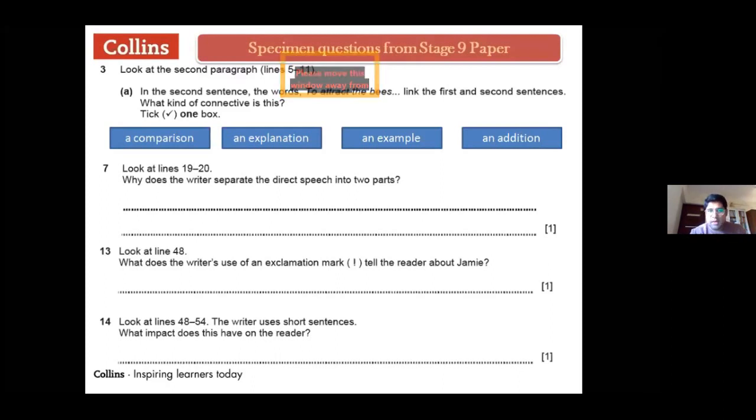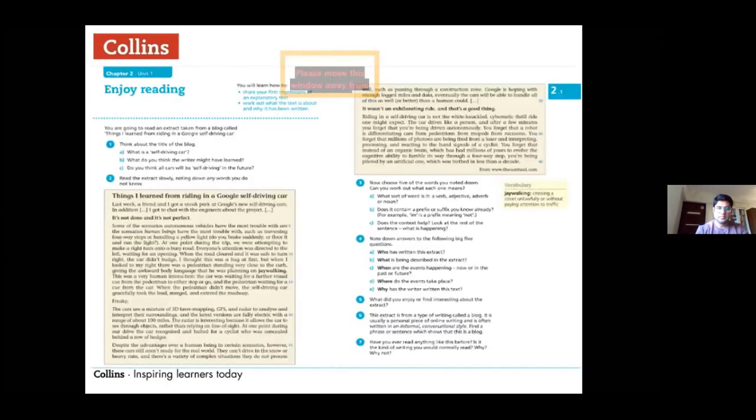The next question is again on grammar, punctuation basically. What does the writer's use of an exclamation mark tell the reader about Jamie, the character? Is he surprised? Is he left to wonder? Is he anticipating something? Or is he relieved? There could be so many things. So these elements of comprehension skills will be developed only through a lot of practice, when you take up the rigor of exercises from the resources made available.